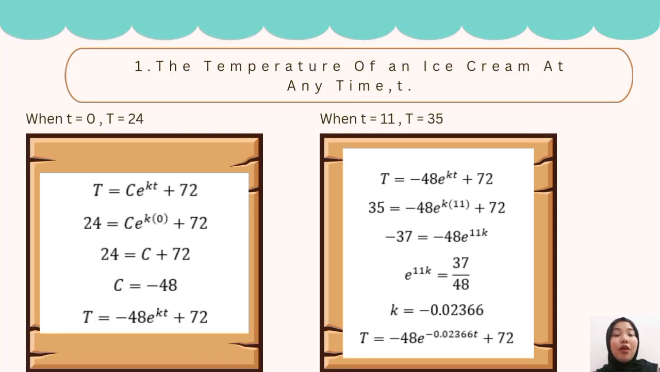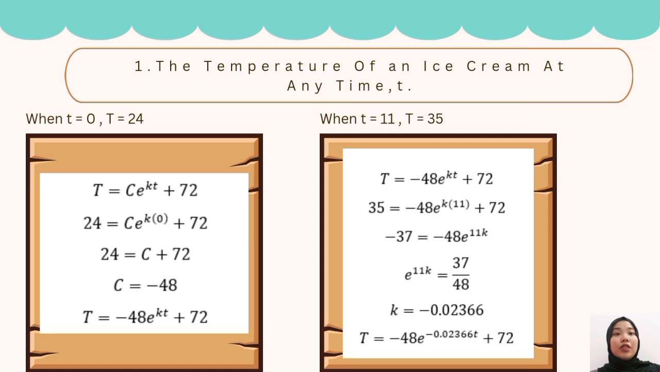Next, we can find the value of C. We need to use the information given where the initial temperature is equal to 24. When t equals 0, the temperature equals 24. Then we substitute, we get 24 equal to C e to the power of k times 0 plus 72. Then we solve it, we get C equal to negative 48. We substitute the value of C into the previous equation and we get T equal to negative 48 e to the power of kt plus 72.